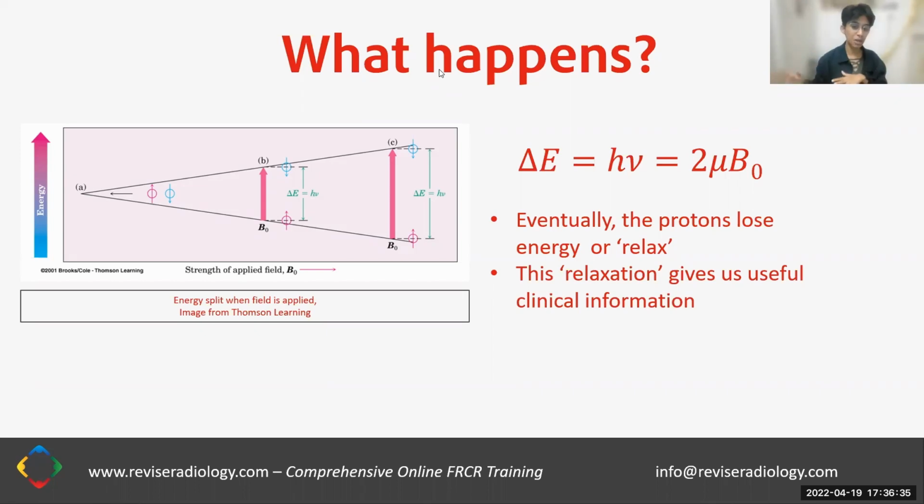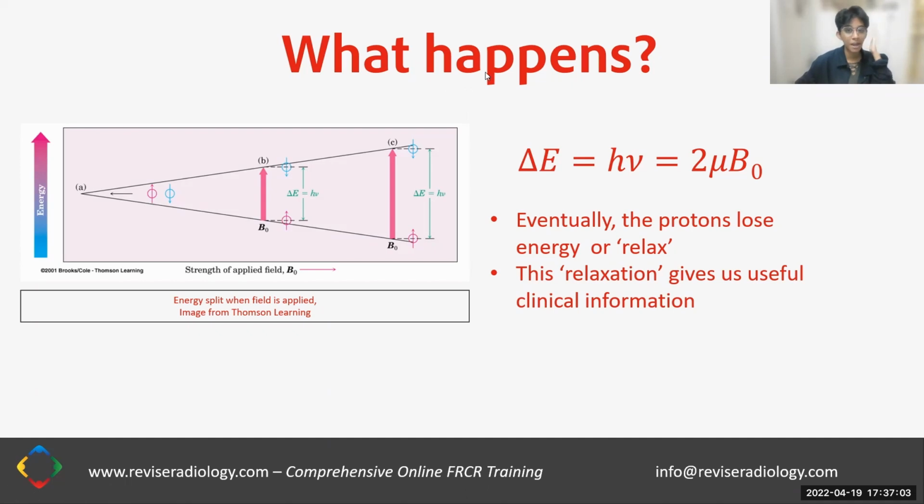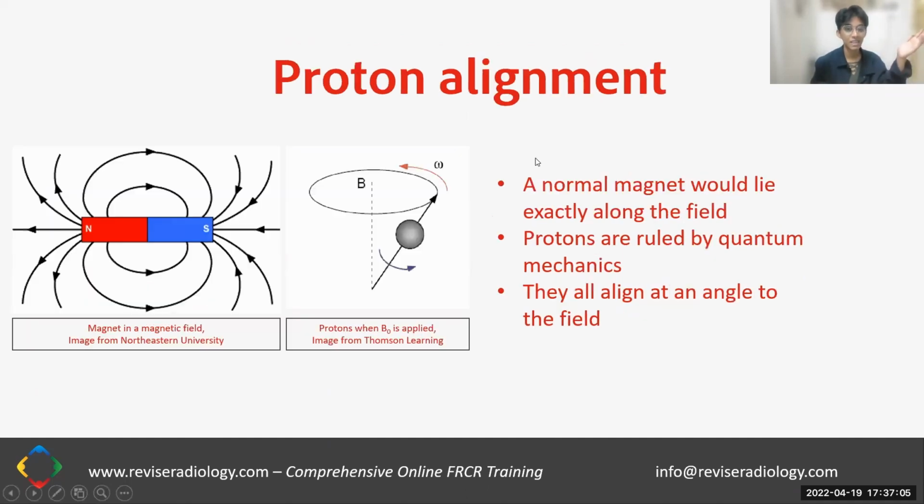So in the exact same way, the protons also lose this energy that they gained when this pulse is applied. And this is called relaxation. And when this relaxation happens, they emit the energy that they gained in the form of radiation, which is also in the radio frequency zone. And by measuring this emitted radiation, we get useful clinical information. So this is what's happening in nuclear magnetic resonance in a nutshell.